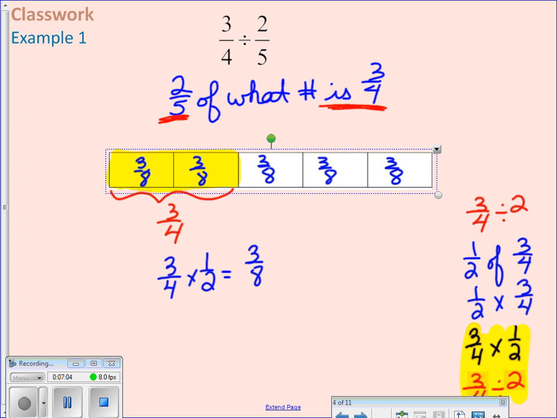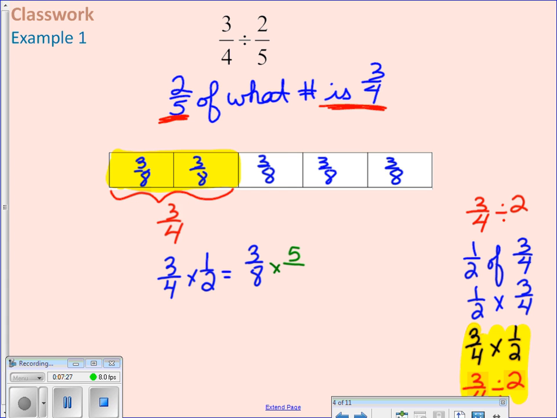So now I'm going to take my 3/8 and try to erase it. 3/8 times 5, because there are 5 of them. I want to know my total. Is everybody comfortable with why we're multiplying it by 5?